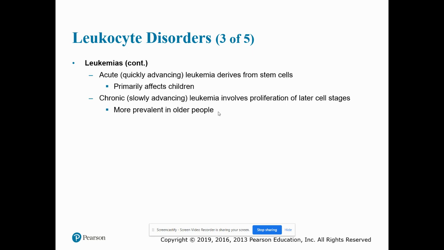And then we have acute and chronic leukemias. So acute are quickly advancing. Leukemias are derived from stem cells, and these types of leukemias primarily affect children. And then there's the chronic, or the slowly advancing leukemia. And this is going to involve proliferation of later cell stages, and this is going to be more prevalent in older people.